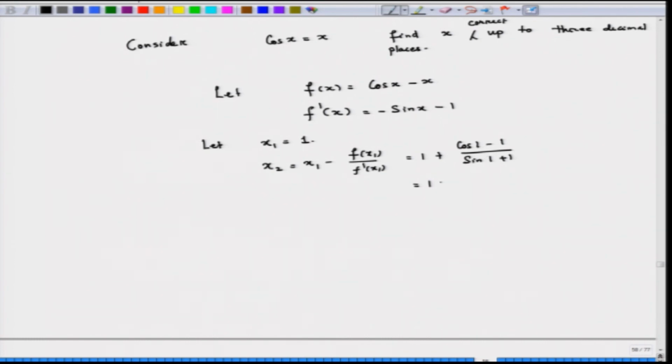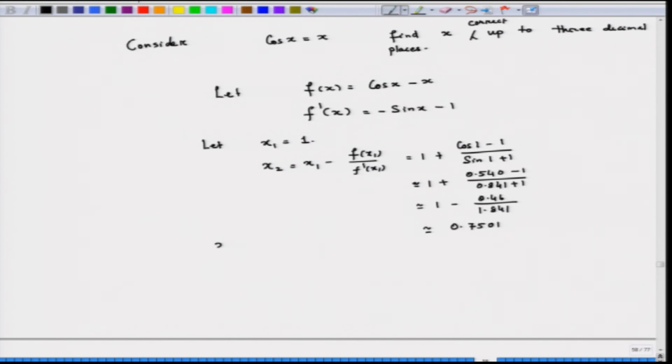So, if we do the cos 1, the approximate value would be 0.540 minus 1, divided by sin 1, which will be 0.841. This is approximate value up to 3 decimals. So, now this is 1 minus 0.46 divided by 1.841, which if you calculate is going to be 0.7501.